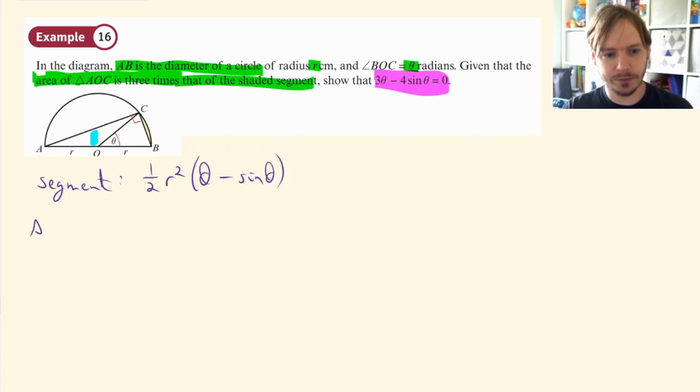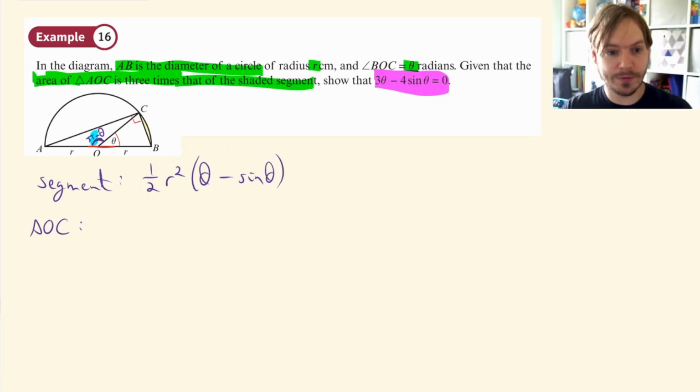The triangle, so AOC, it's a little bit more awkward because although I know r, I don't actually know this angle, except that I do know this angle because this is the diameter, so it's a straight line, and a straight line is 180 degrees, but we're working in radians, so it's an angle of pi radians. So this angle is actually pi minus theta. Just like we do 180 minus our angle.